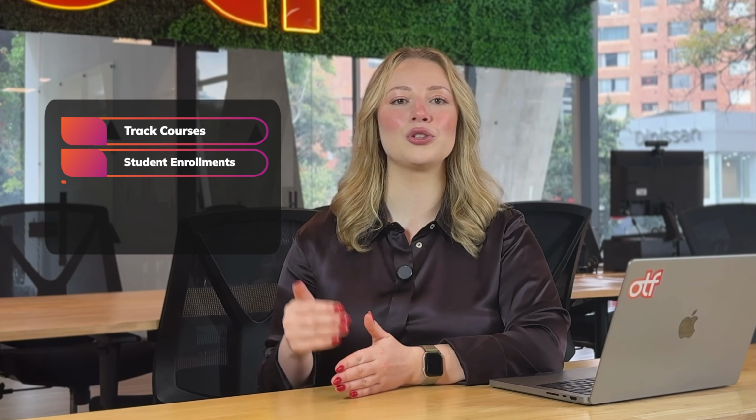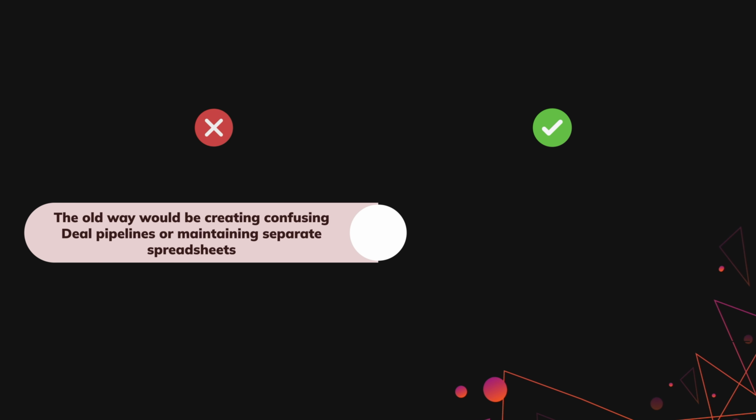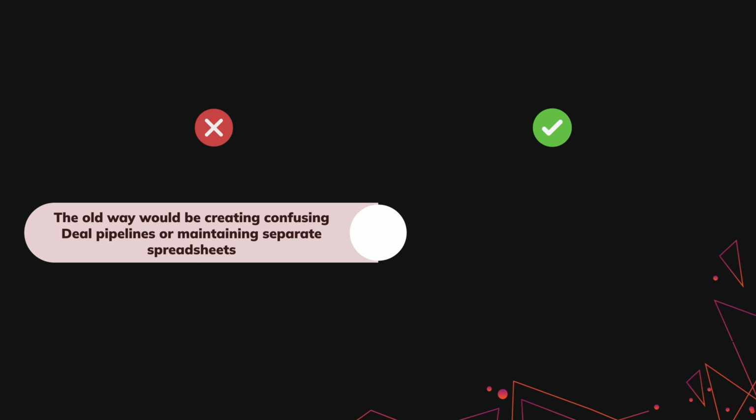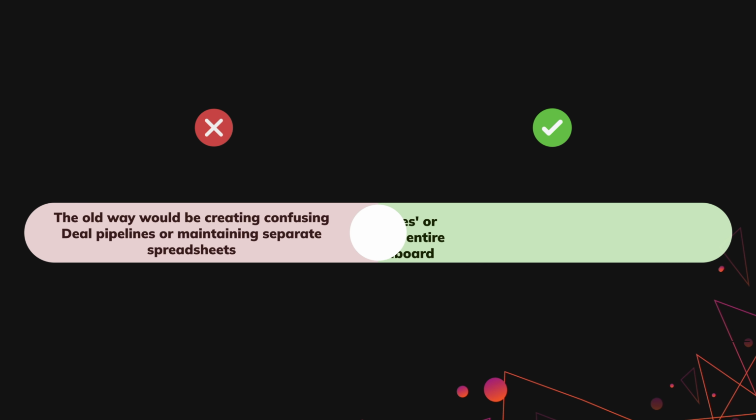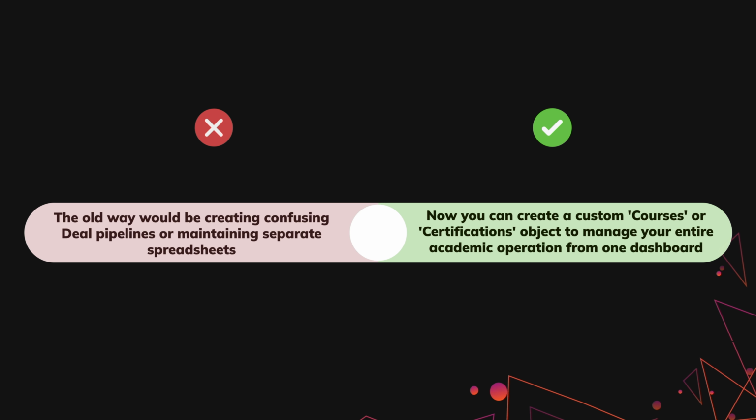Education, like schools, universities, tutors, and training centers, need to track courses, student enrollments, certifications, and instructor schedules. The old way would be creating confusing deal pipelines or maintaining separate spreadsheets. But now you can create a custom courses or certifications object to manage your entire academic operation from one dashboard.